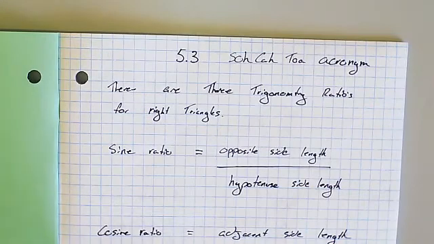Alright, this is AW10 and section 5.3. Today we're going to talk about the acronym SOHCAHTOA. It's probably the one thing your parents still remember from trigonometry, and so it is something that once you get this, you're going to remember for quite a long time.